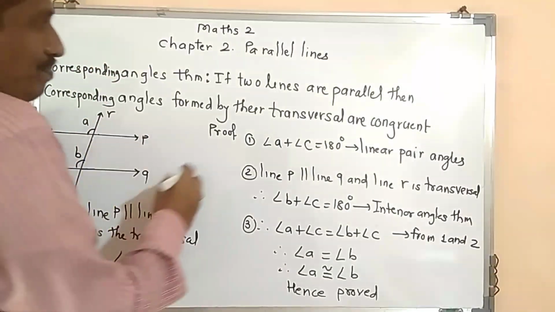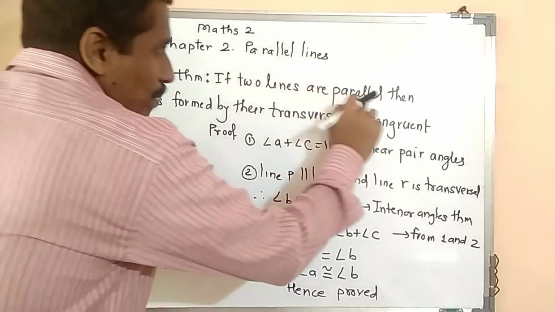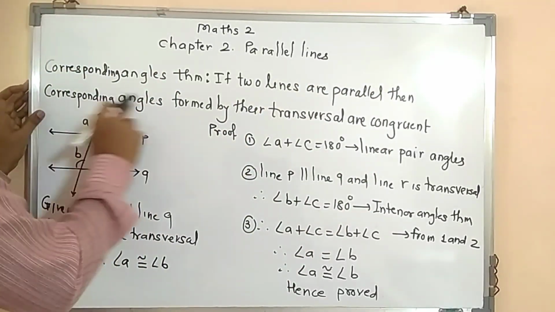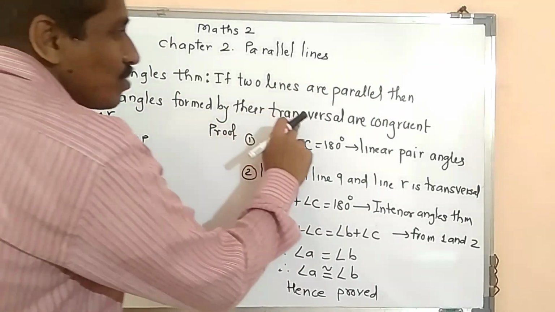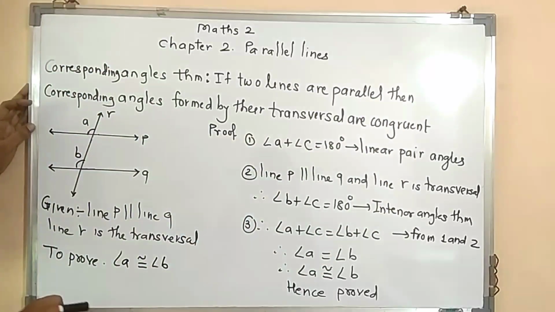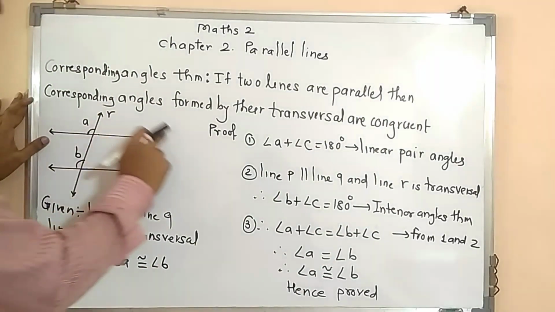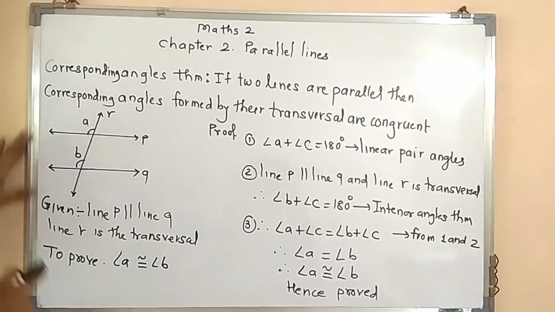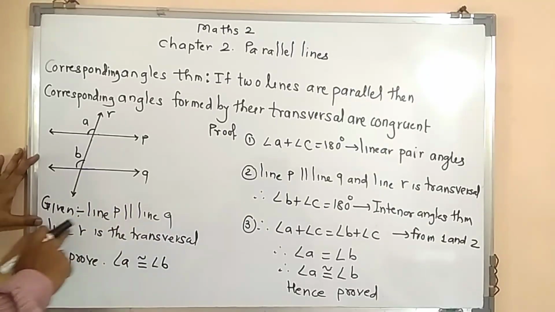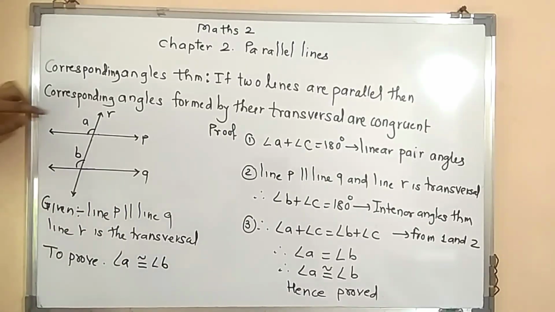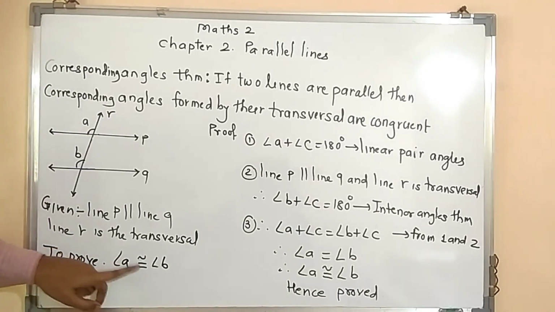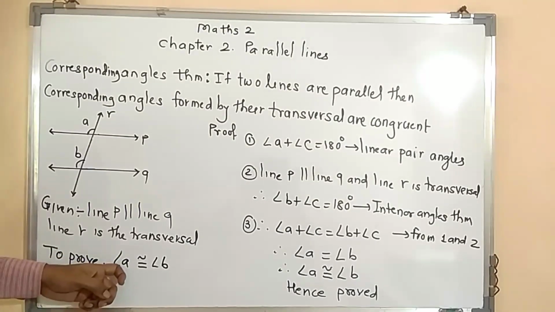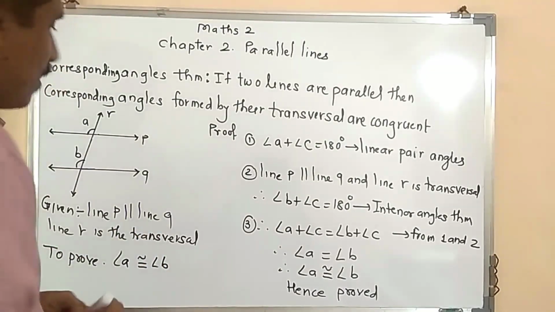Corresponding angles theorem. If two lines are parallel, then corresponding angles formed by their transversal are congruent. Here in the figure, line P is parallel to line Q and line R is the transversal. So the given is line P parallel to line Q, line R is the transversal. This is angle A and angle B. What type of angles are these? These are corresponding angles. So what do I have to prove? Corresponding angles are congruent. Therefore, to prove is angle A is congruent to angle B.